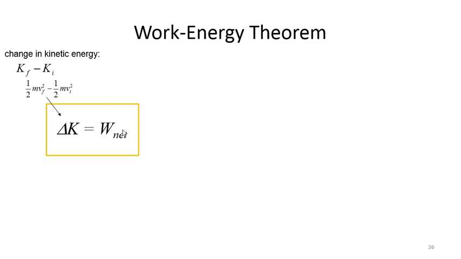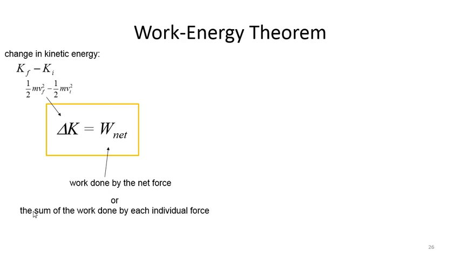How do we calculate total work? Well, you can either calculate the net force and then figure out how much work the net force does, or you can find the work done by each individual force and then add them all together to get the total work. You can do either one. And this equation is going to be super, super useful because, as you can see, it lets you take information about forces and figure something out about how the speed of an object changes.